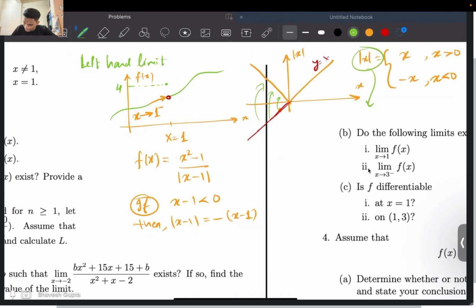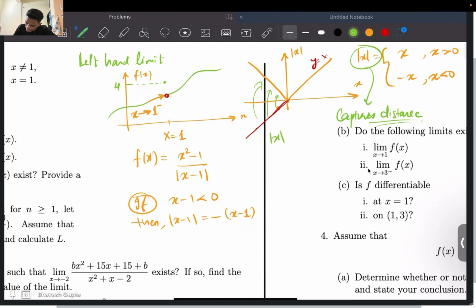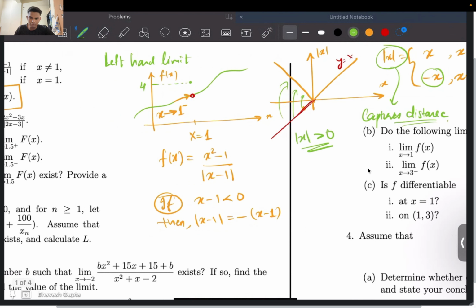It basically captures distance, which is why it is always positive. That's why you say mod x is always a positive quantity, because it picks up an extra negative sign such that it makes everything overall positive. So we'll use the same property to solve this first question.